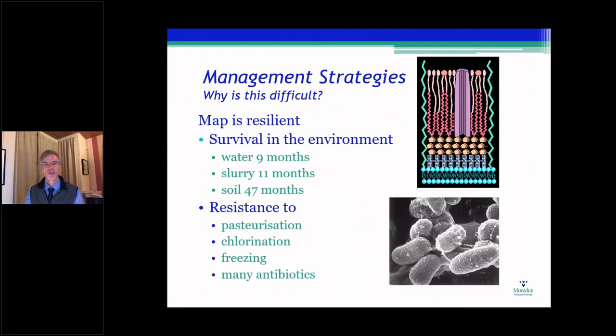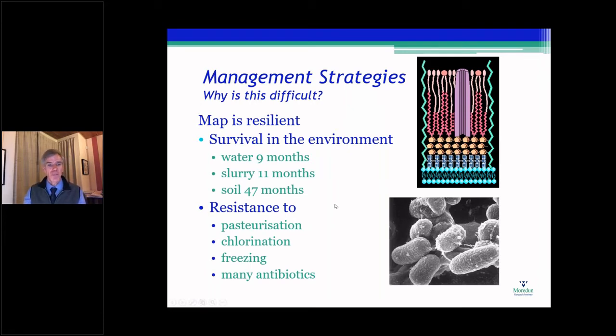So we'll move on to some of the management strategies and why these have proved to be quite difficult over the years. And one of the reasons for that is that MAP is really incredibly resilient in the environment. This picture over here to the right gives you an idea about how complex the cell wall of the bacteria is. It is very thick as well. The lower picture is a picture of the bacteria in a scanning electron microscope.